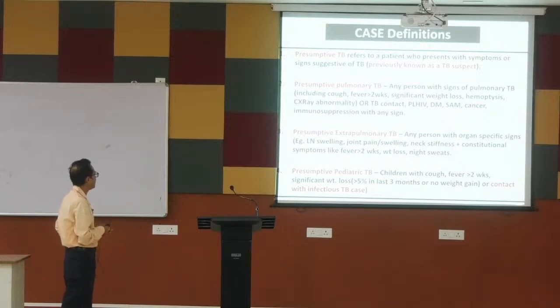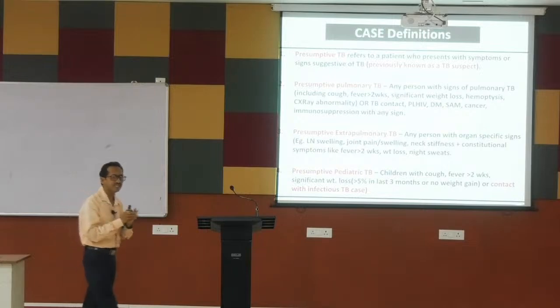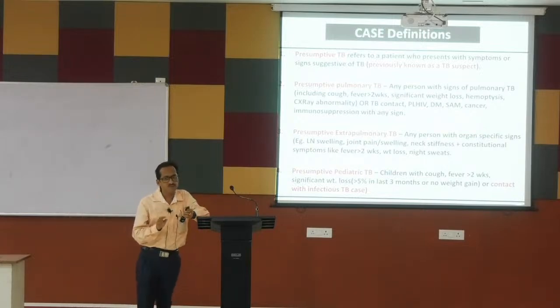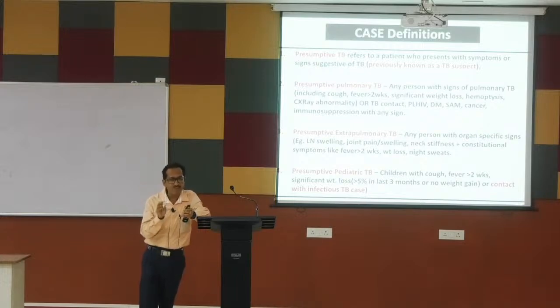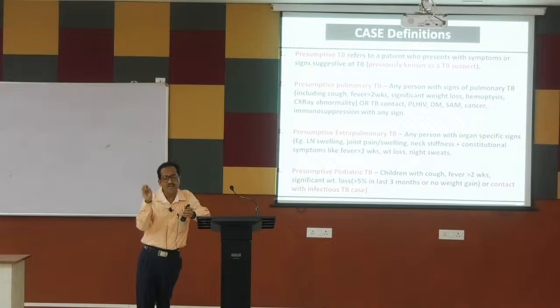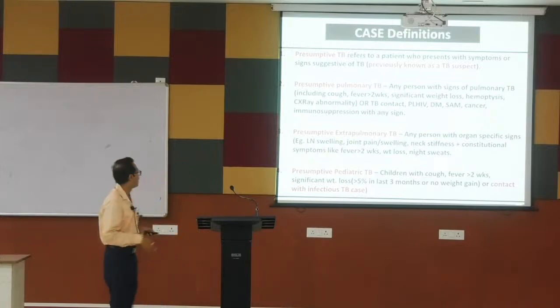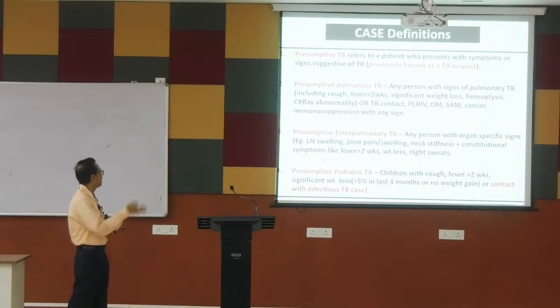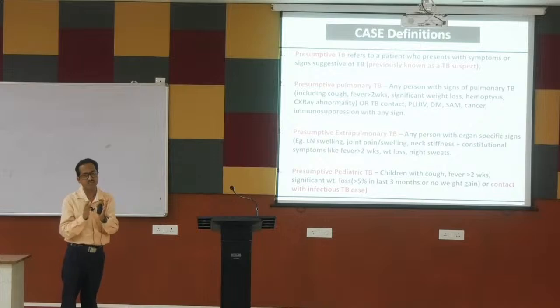Presumptive extrapulmonary TB: any person with organ-specific signs, such as lymph node swelling. What would be the character of a lymph node in tuberculosis? The lymph node will be a matted lymph node, more than one lymph node attached to each other. When you feel a tubercular lymph node, you will never forget in your life how a TB lymph node palpates. The common term is matted lymph node. Next is joint pain and swelling, and constitutional symptoms like fever, weight loss, and night sweats. Fever, weight loss, and night sweats are common to both pulmonary and extrapulmonary TB.